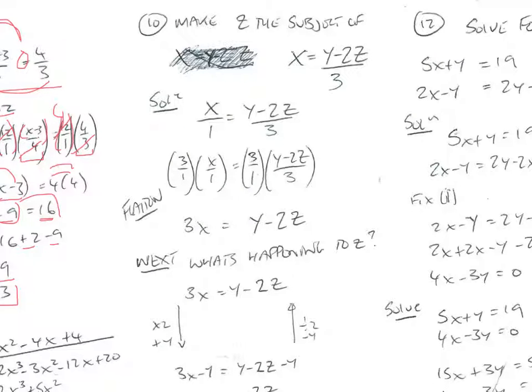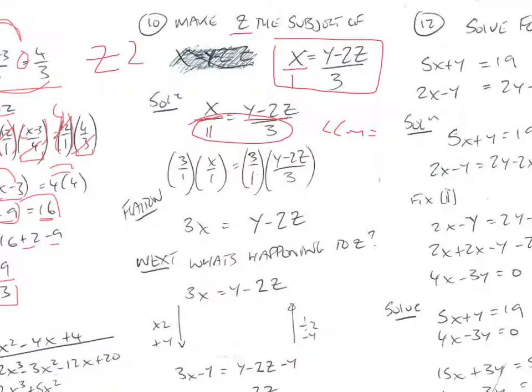Let's make z the subject of this formula, which is x is equal to y minus 2z over 3. When I do a z, I always put the bar through it so I don't mistake it for being a 2. Okay, so the way we approach these ones is we balance up our equations. So we actually put x over 1 is equal to y minus 2z over 3. And then we look for the lowest common multiple of 1 and 3, the LCM, that's equal to 3.